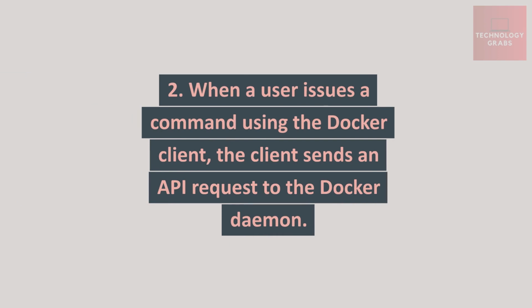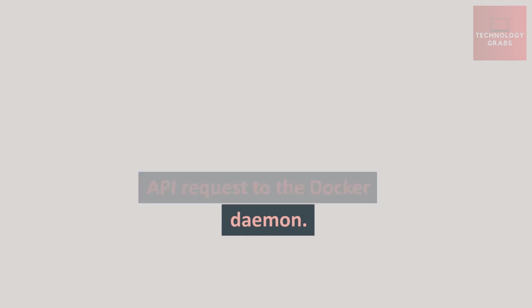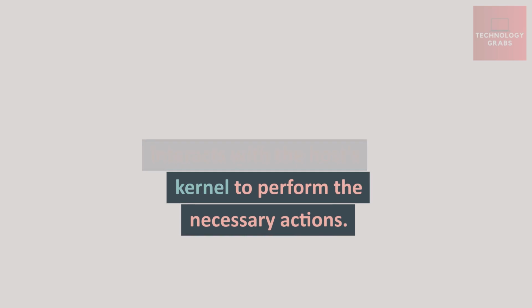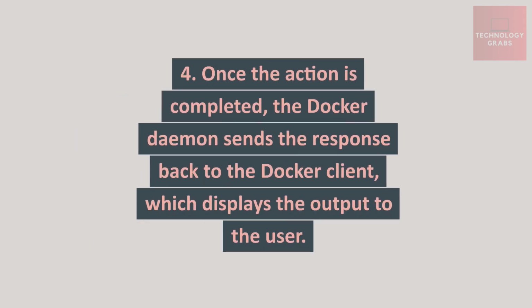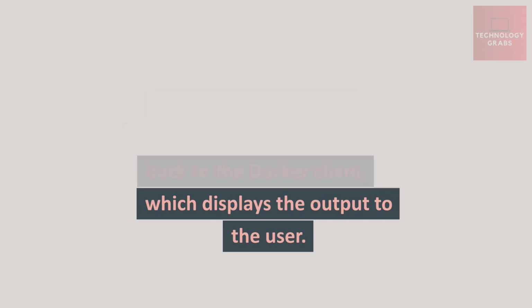2. When a user issues a command using the Docker client, the client sends an API request to the Docker daemon. 3. The Docker daemon processes the request and interacts with the host's kernel to perform the necessary actions. 4. Once the action is completed, the Docker daemon sends the response back to the Docker client, which displays the output to the user.